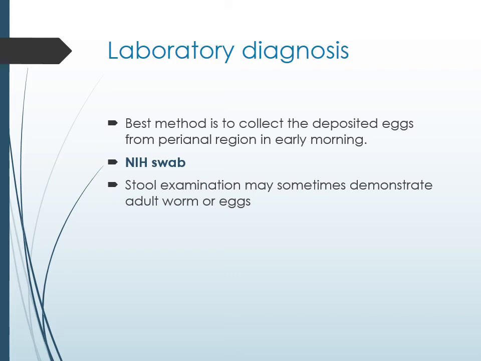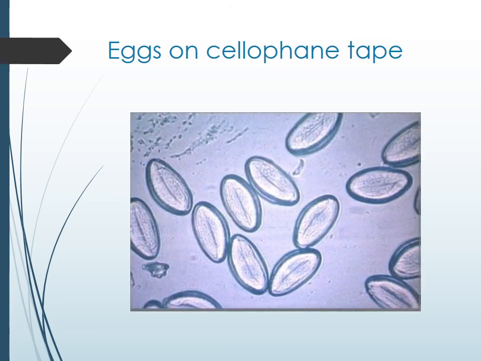Stool examination may be done sometime. It also contains adult worm as well. So this is the cellotape, and when you stick it on the glass slide and observe under microscope, you will see plenty of such eggs which are deposited on the perianal skin under microscope, and it is diagnostic. So that is the lab diagnosis of this.